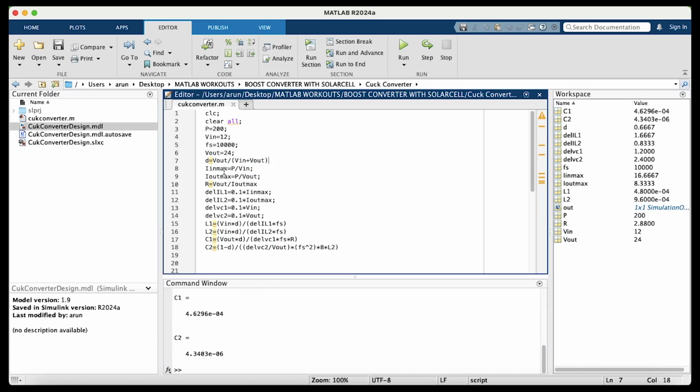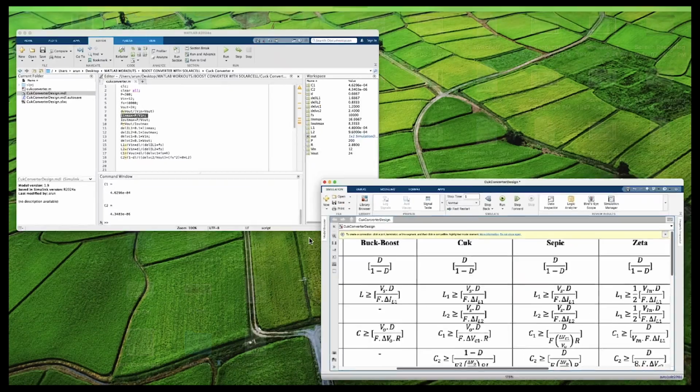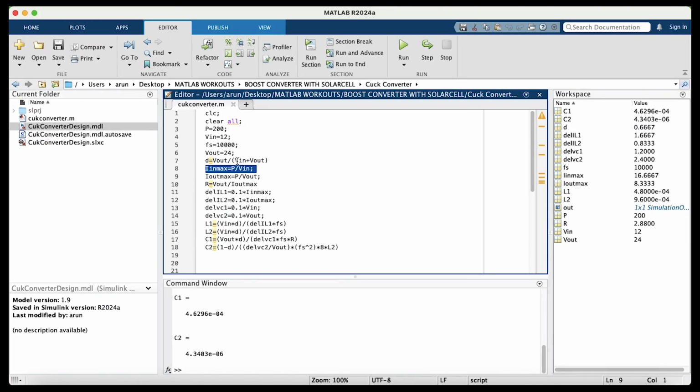Similarly, to calculate IL1, I first choose the I in max current. Therefore, power divided by V input gives I in max. Similarly, I out max is equal to P divided by V out. The load resistance value is calculated as the output voltage divided by I out maximum current.